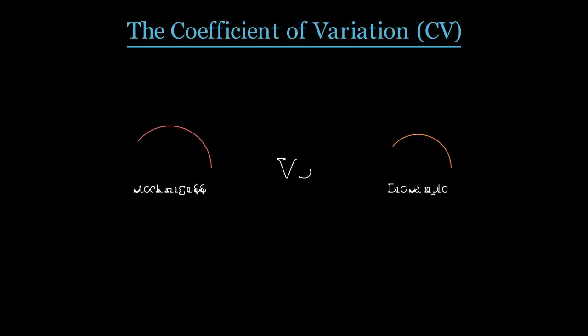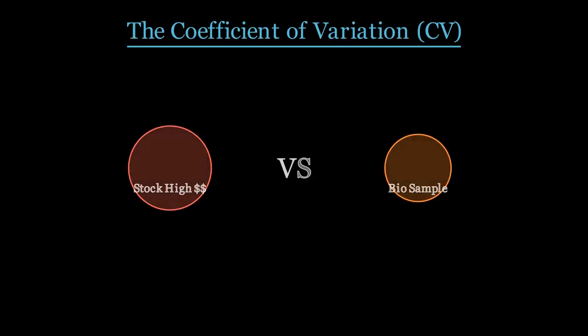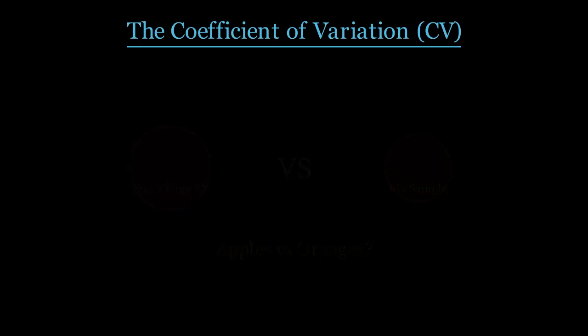Welcome to this deep dive into one of the most elegant yet underutilized tools in statistics, the coefficient of variation, often abbreviated as CV. Imagine you are an investor or a scientist. You are asked to compare the stability of two completely different systems, perhaps the daily price fluctuations of a high-value stock like Amazon versus the weight fluctuations of a tiny biological sample in a lab.